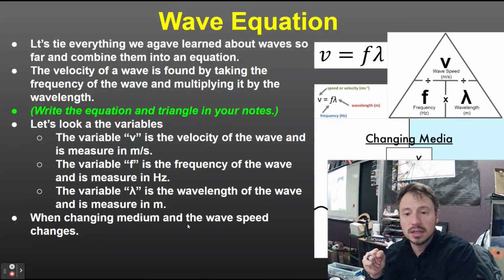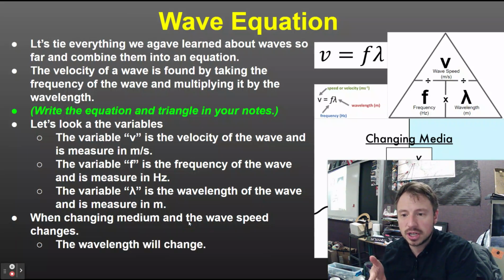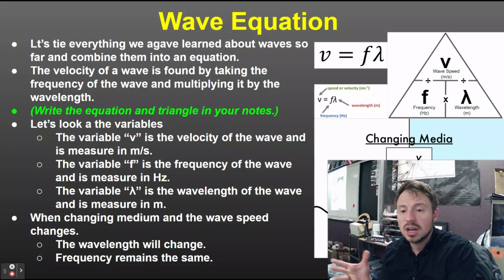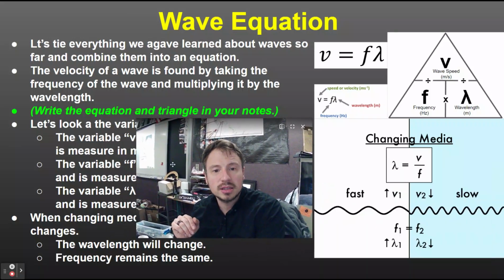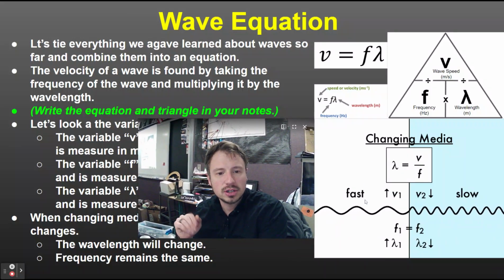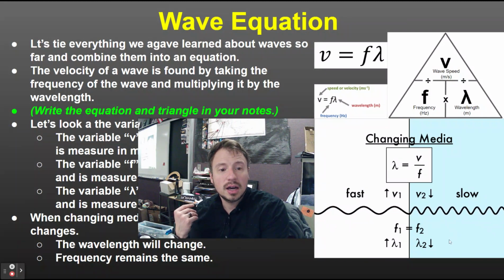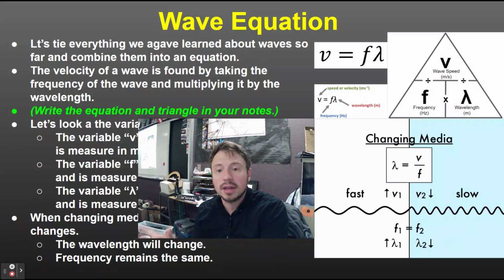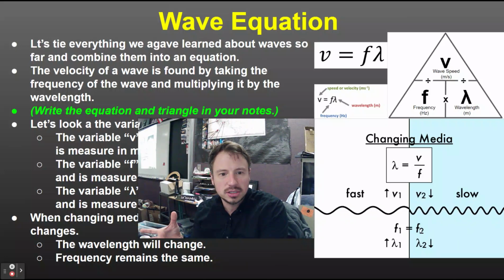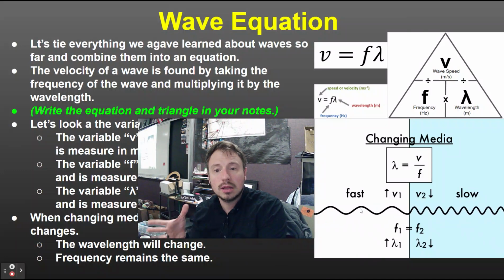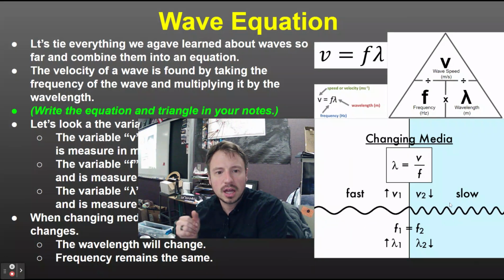So when changing medium, the wave speed changes, right? The wavelength will change, but the frequency is going to remain the same. You can see here, this is a good one changing from medium, going from a faster to a slower medium. You can definitely look at this and tell, okay, great, I know that the wavelength changes because the one on the left is a lot longer, and the one on the right is definitely a lot shorter.